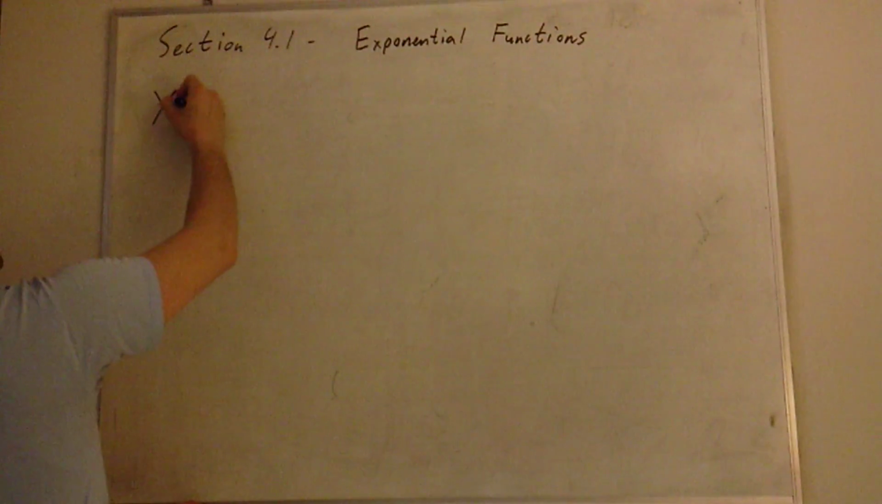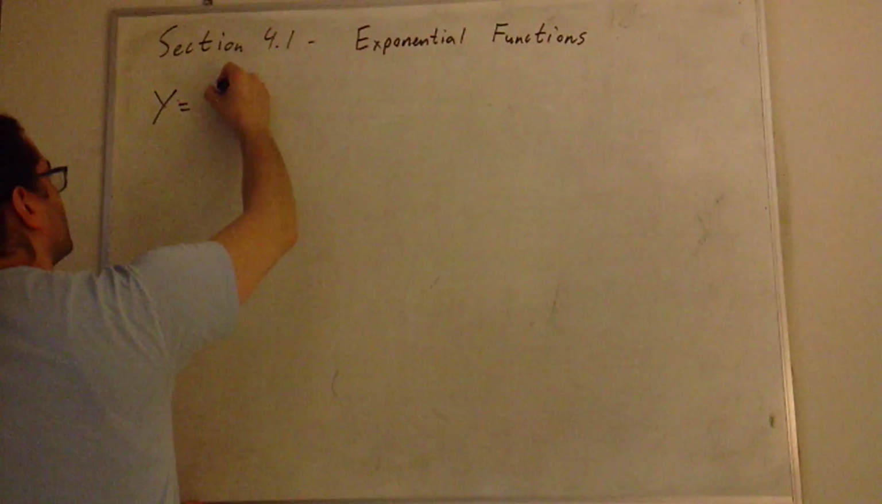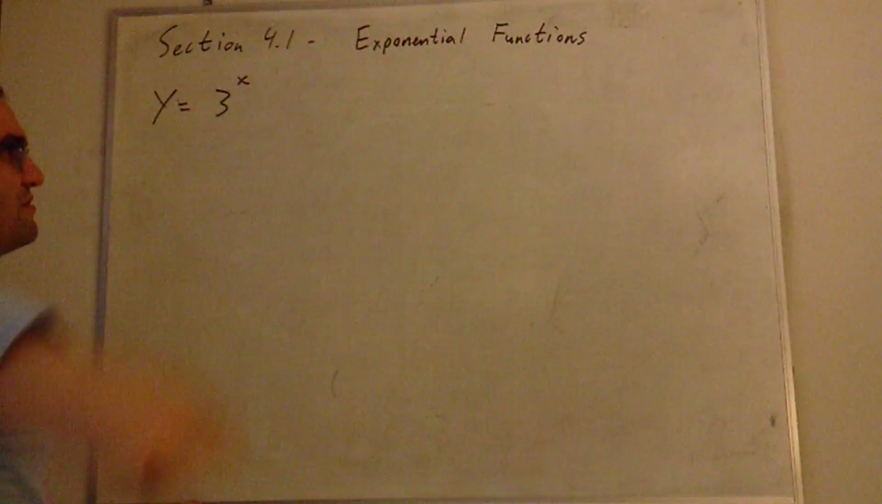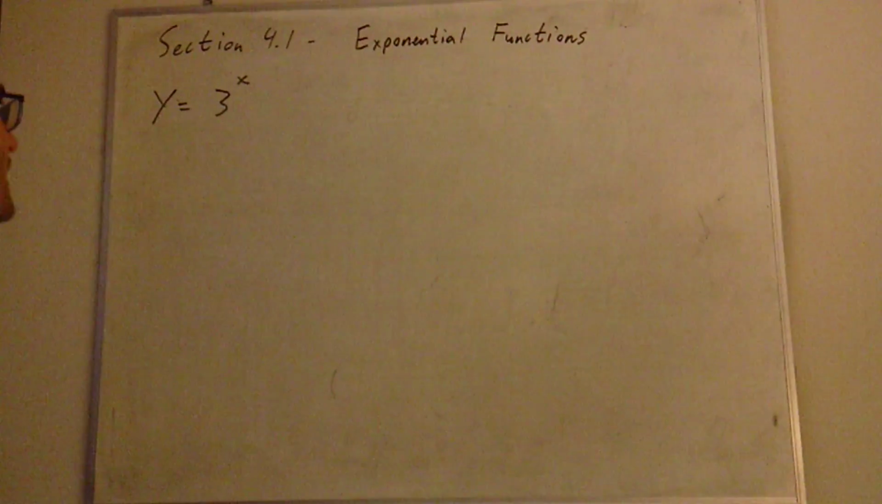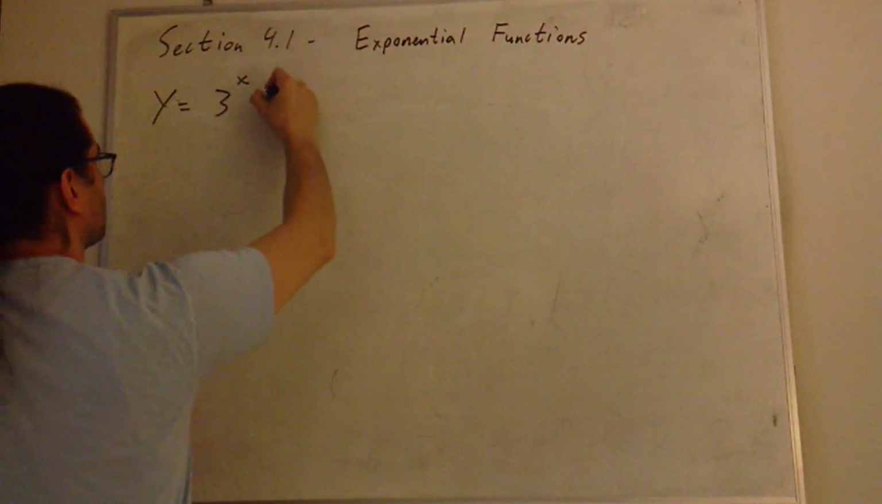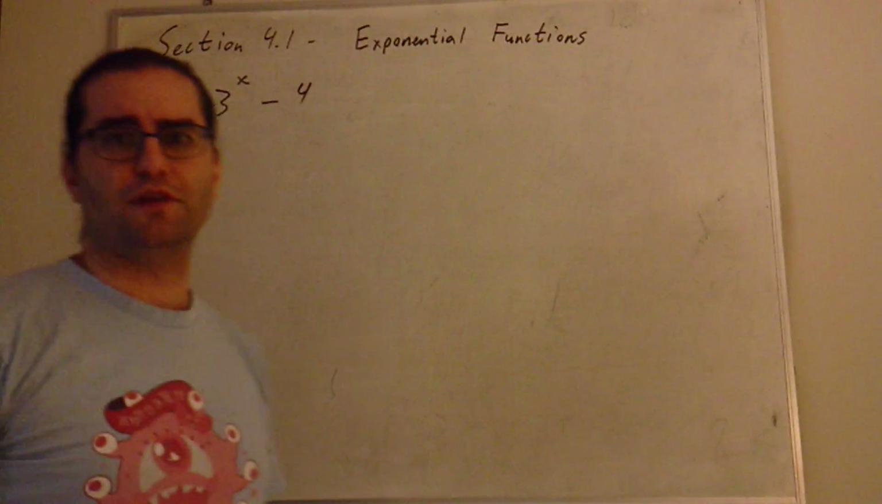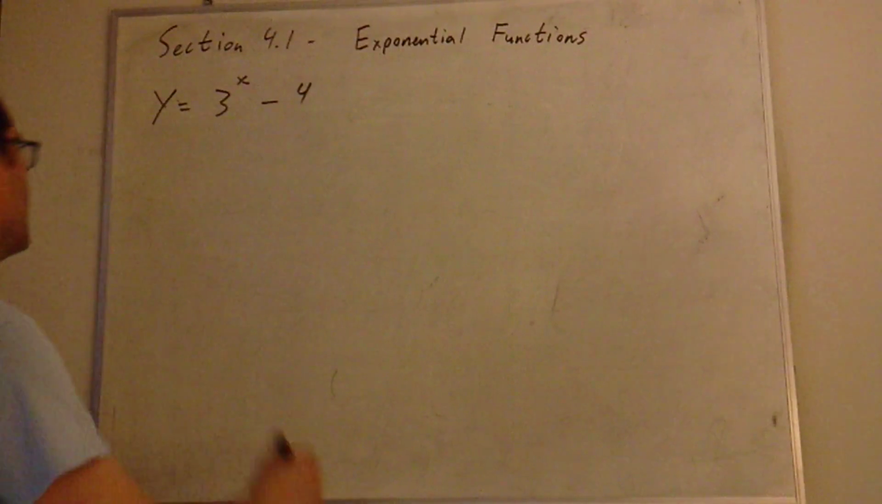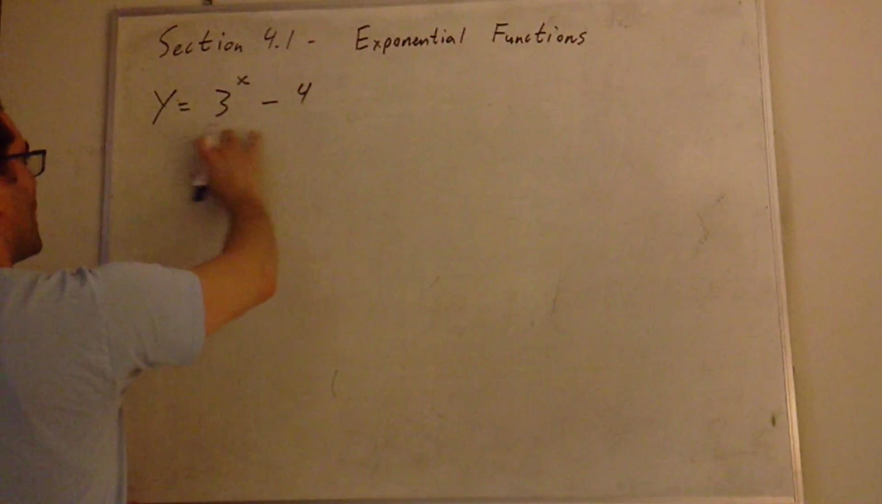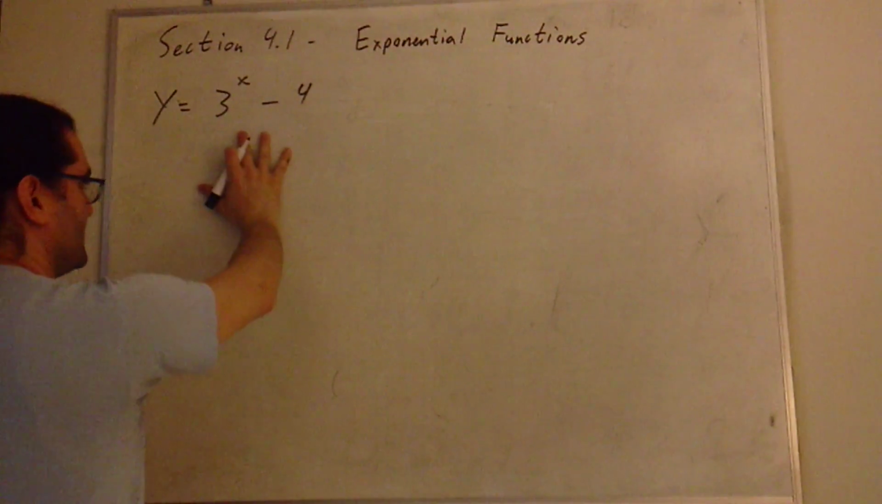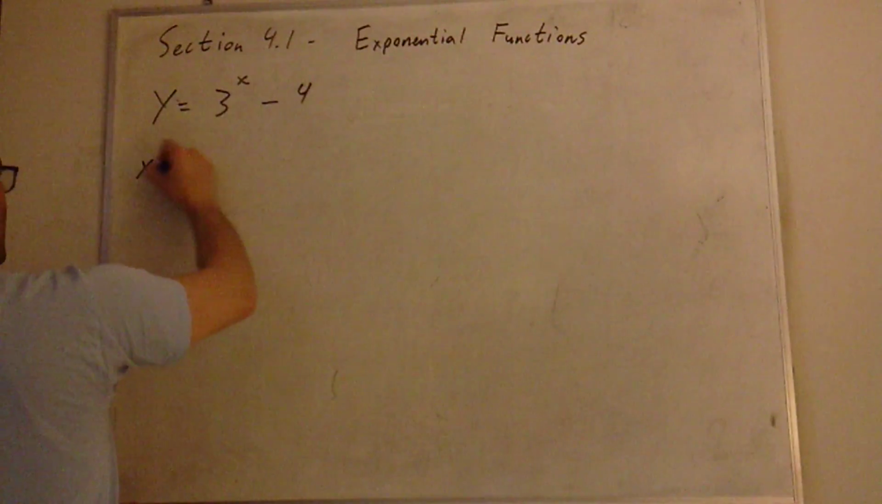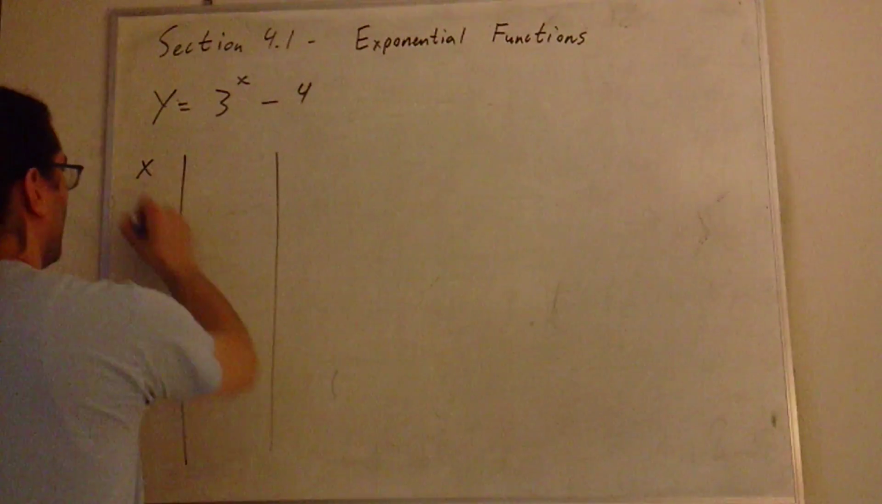So the basic thing I want to start with is we can switch to a slightly different base. We'll try 3 now. Let's try 3 to the x minus 4. I'm just going to subtract a number from this, and now we'll see what happens. When I make a table of values for these, I want to add an extra column.